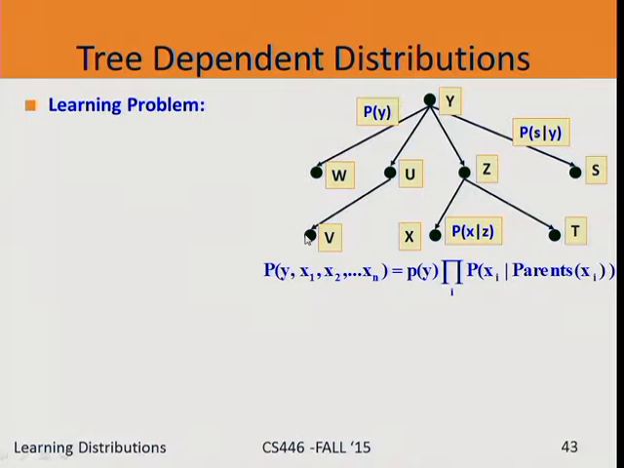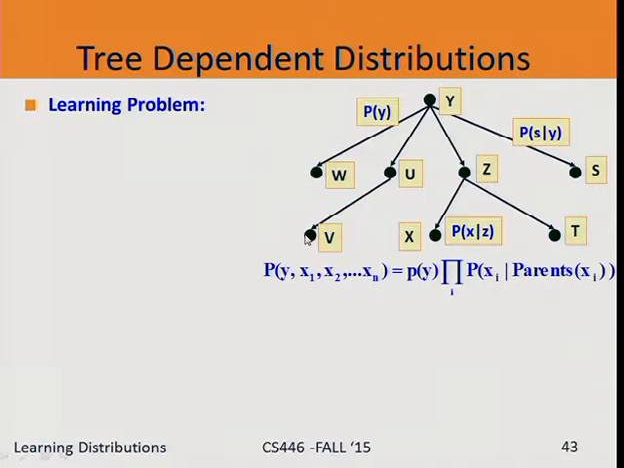I just want to point out that you can really think about a tree-dependent distribution as an extension or generalization of naive Bayes. The only difference is that I've added additional layers. In naive Bayes, we had only the leaves and a root node. Now we have additional layers.